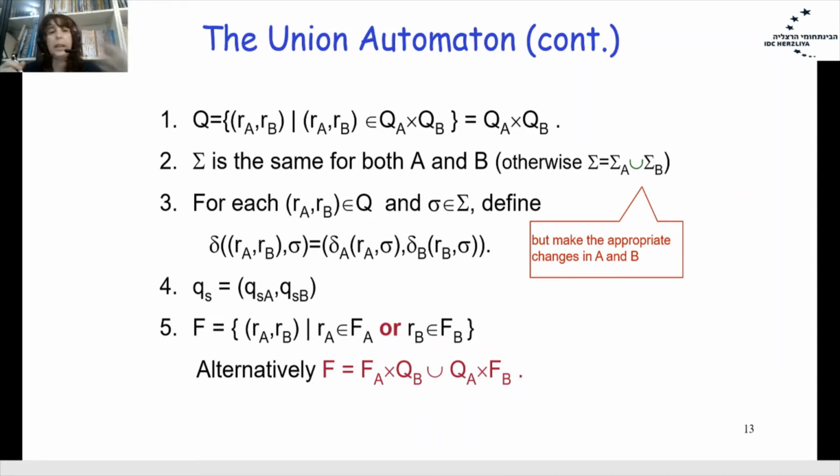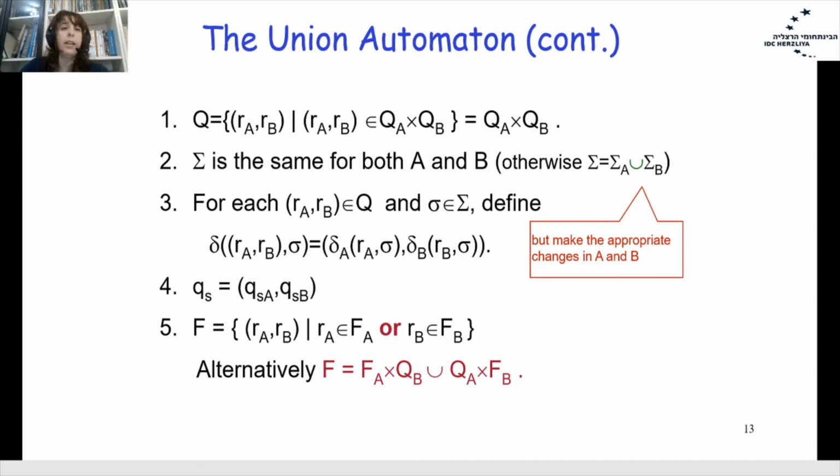So once again, as a result of the transition, we have two states, one from the automaton A and the second one from the automaton B. Okay, the starting state. We define QS to be a couple, QSA, QSB, where QSA is the starting state of the automaton A and QSB is the starting state of the automaton B.